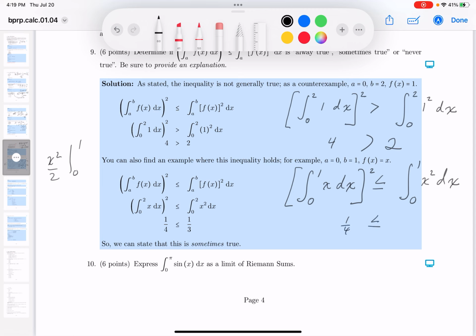Let's do the other one. What do you get there? Let me cross this out. You would get x cubed over 3, limits of integration 0 to 1. What number do I get? 1/3. 1/3 is greater than or equal to 1/4.